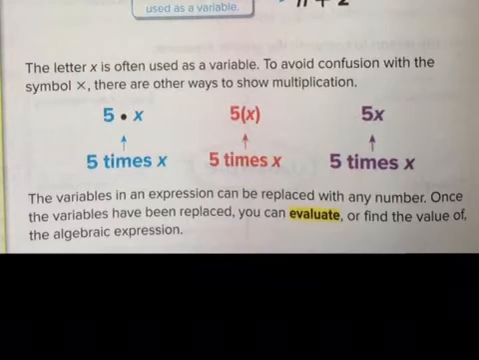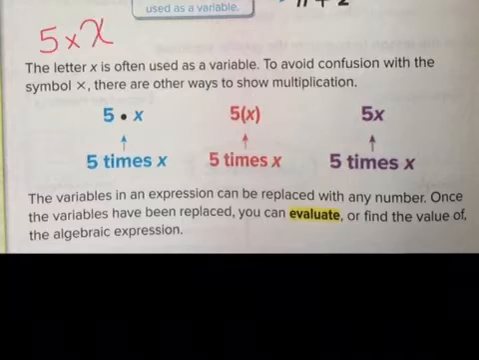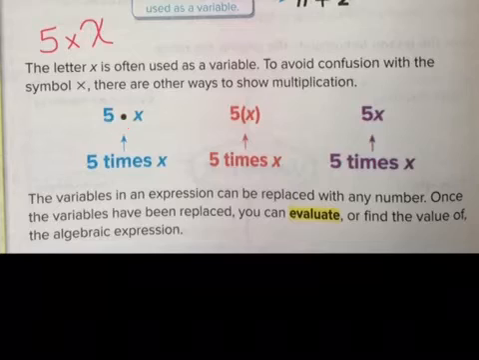Sometimes we might multiply instead. The letter x is often used as a variable. To avoid confusion with the symbol x, there are other ways to show multiplication. You know, we typically use x. I was taught in earlier years that we write 5 times, and then we actually make the x curvy and larger. Okay, but in order to avoid confusion, they make it a dot, or they just put parentheses. You know, parentheses means multiplication when there's no symbol between the number and the variable, or simply just write 5x, and you know that that's being multiplied.